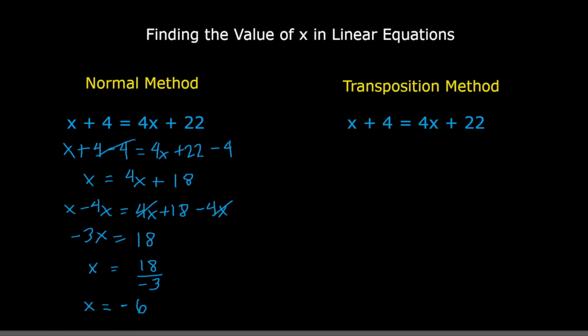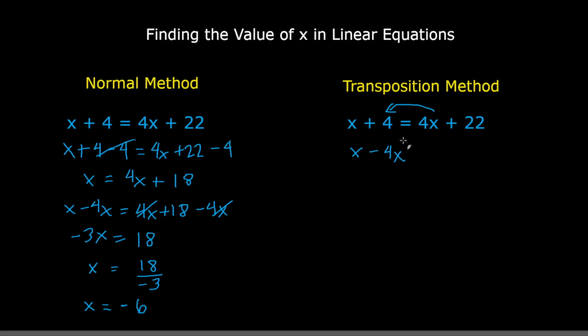Now, in transposition method or the quick way, since gusto natin na ipag-combine si 4x and x, pero kailangan muna natin na the same side sila, ang pwede natin gawin is i-transpose natin 'tong 4x dito sa left side. Now, ano yung rule? So, every time na ang term ay tatawid sa equal sign, kailangan mag-reverse yung sign niya. Ayun lang yung rule sa transposition method.